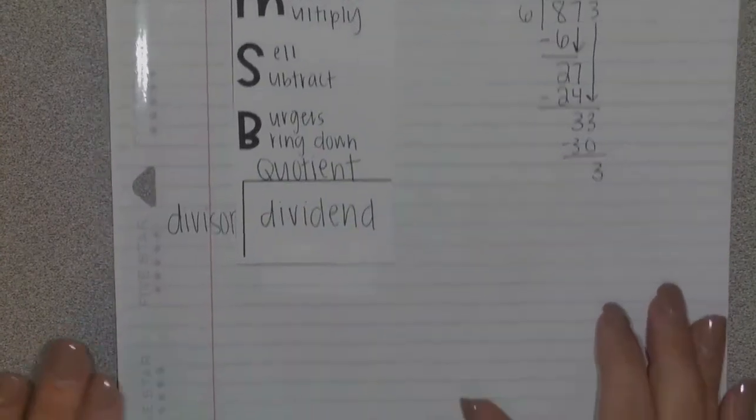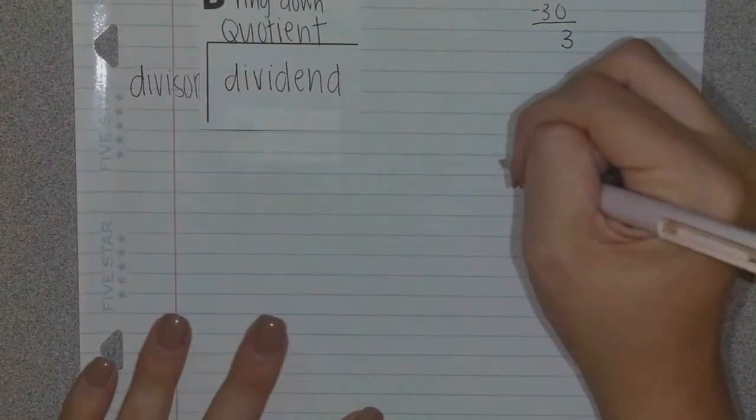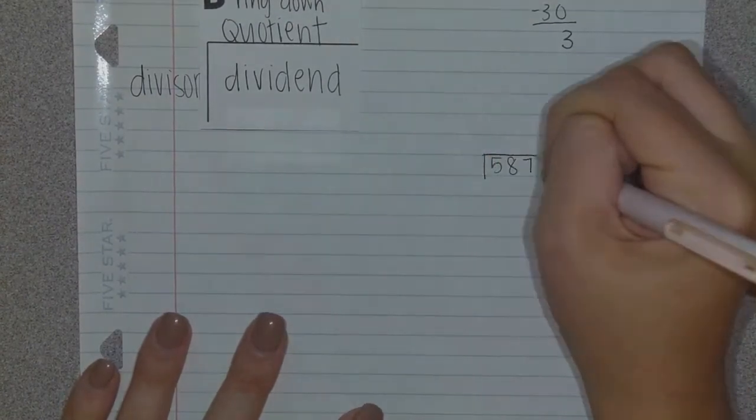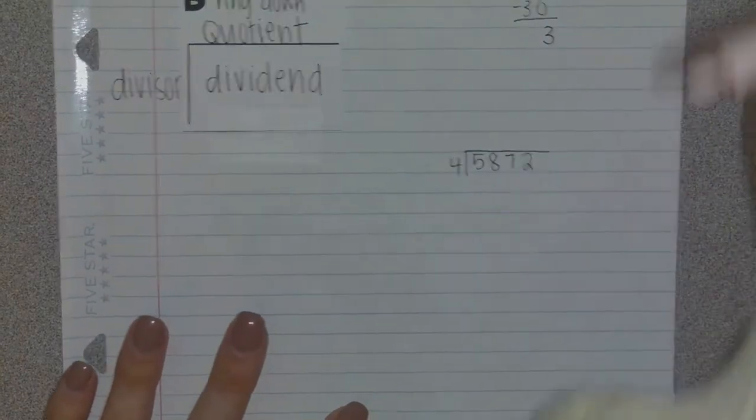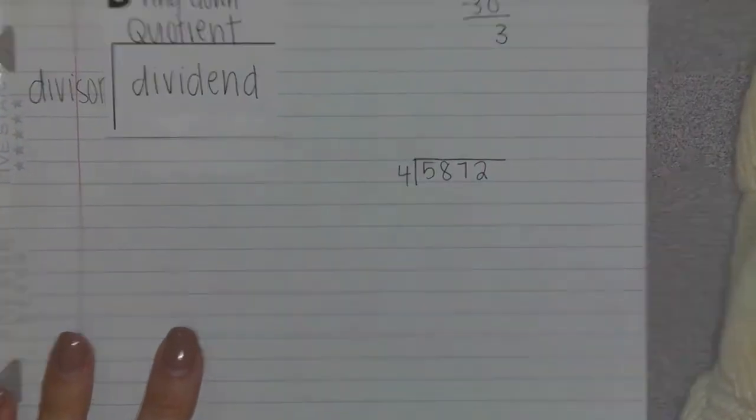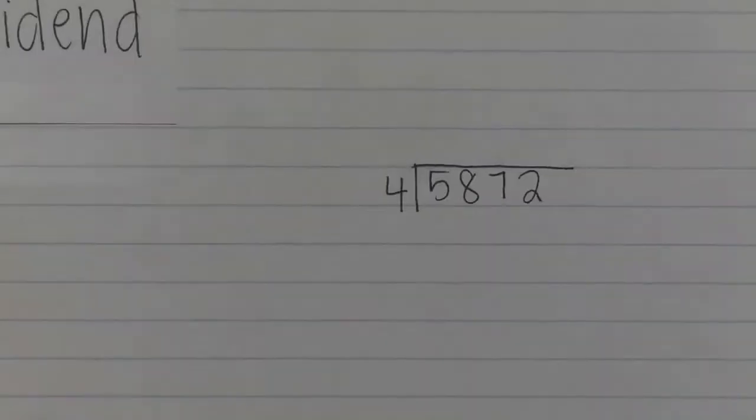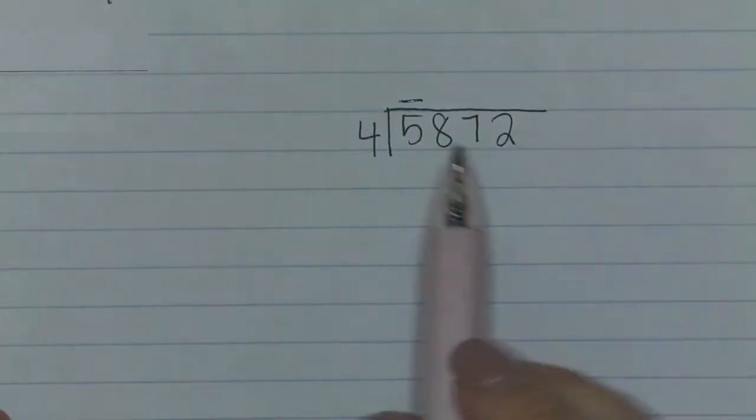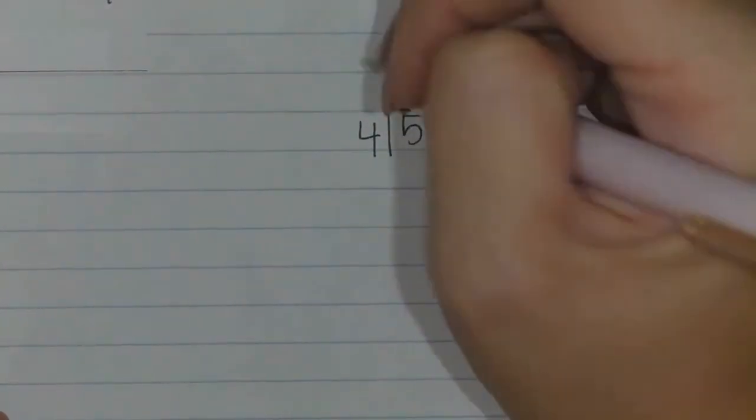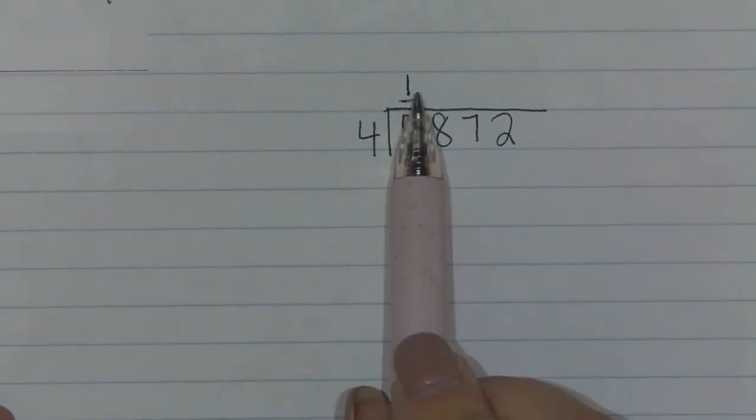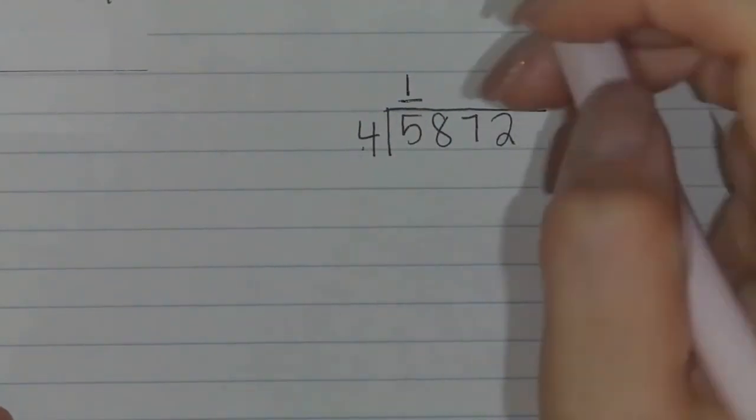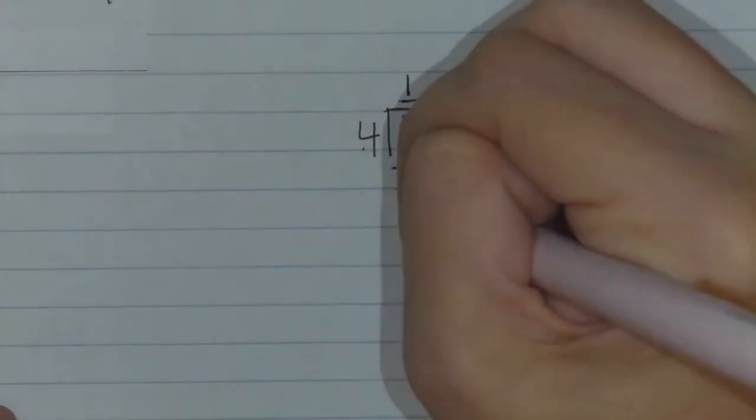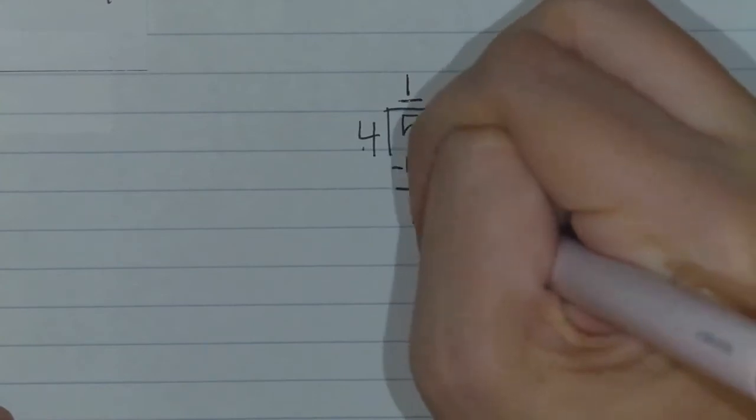All right, let's do another one together. I'm going to slide myself on down. Let's do the number 5,872 divided by 4. I'm going to zoom in. All right, here we go. So step number 1 is I need to do 5 divided by 4. 4 goes into 5 a total of 1 time. Then I'm going to multiply. 1 times 4 gives me 4. We're going to subtract. 5 minus 4 gives me 1. And then bring it down.